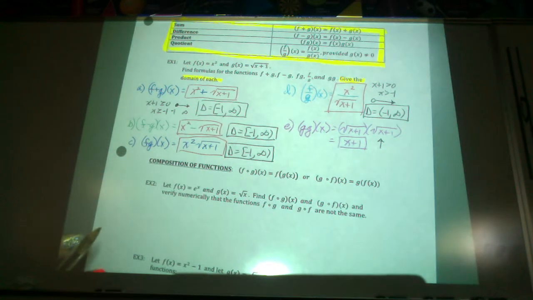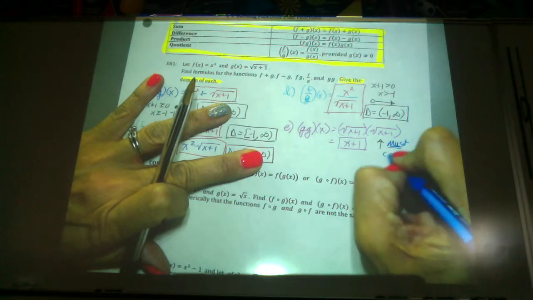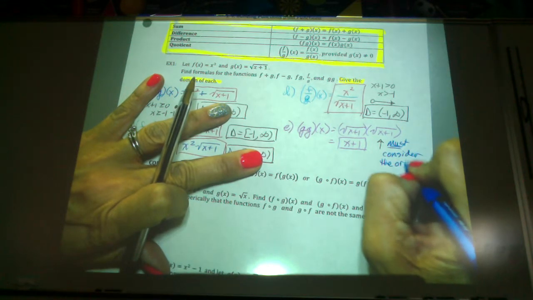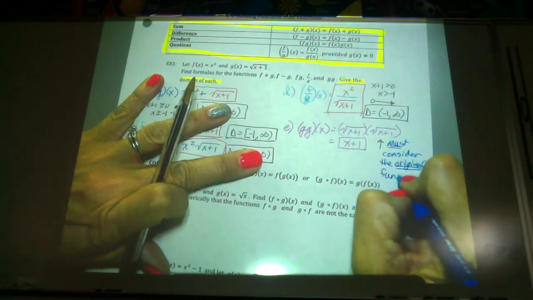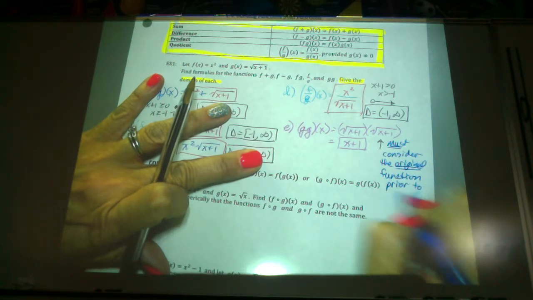You must look. What color do I want to do? You must consider the original function prior, bless you, to simplifying.